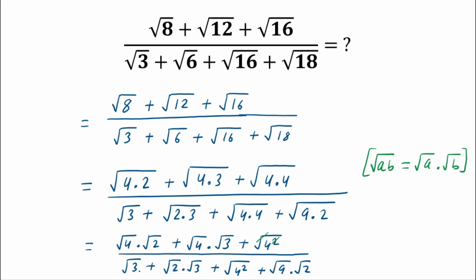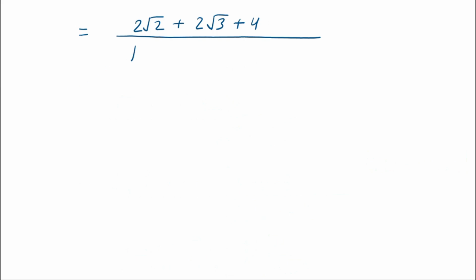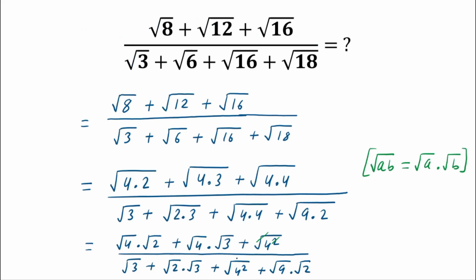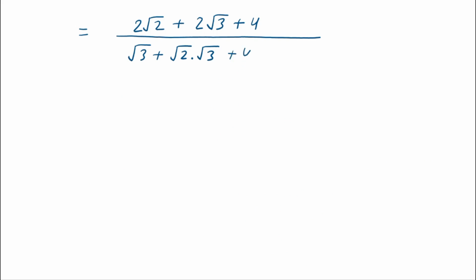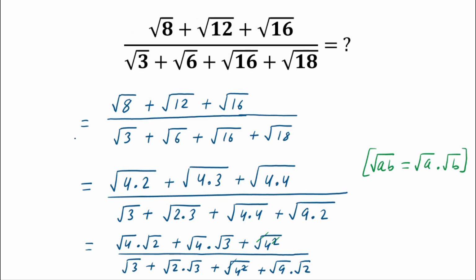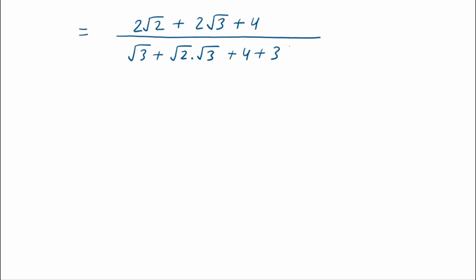in the denominator part, square root of 3 plus square root of 2 times square root of 3 plus, square root is cancelled out by this square, then here 4 plus square root of 9 is 3 times square root of 2.